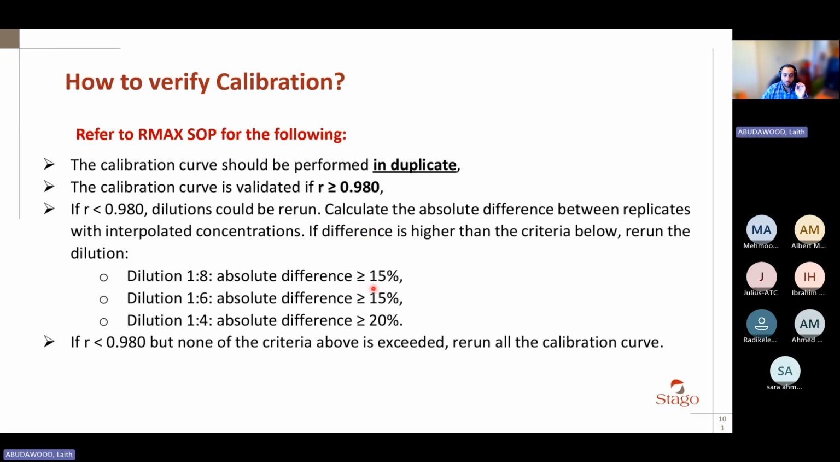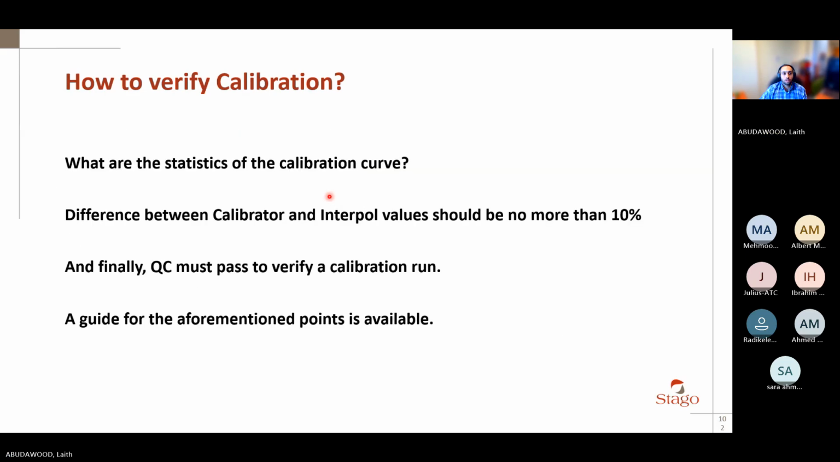So this means if between the duplicates at 1 to 8 dilution, the difference between duplicate 1 and duplicate 2 is 15%, this is acceptable. But as I told you, we are not running duplicates. Forget what this is. I care about 0.98, okay, and I care about the QC. If they are good, I am good. So RCO is a bit of an exception when it comes to calibration. So these are the points that we discussed, okay? These are the things that you have to consider.